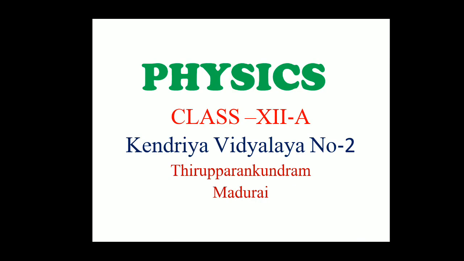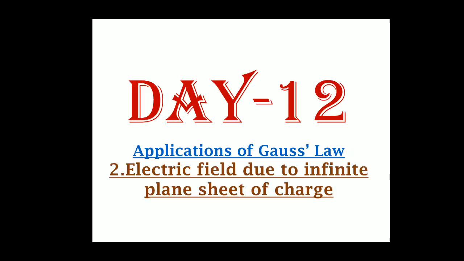I hope you have studied yesterday's class, the first application of Gauss law: electric field due to a straight wire, infinitely long, which carries a charge. Can anybody recall what is the formula? E is equal to lambda by 2 pi epsilon naught r. And if it is a positive charge, the field is outward, and if it is a negative charge, the field is towards the charge distribution.